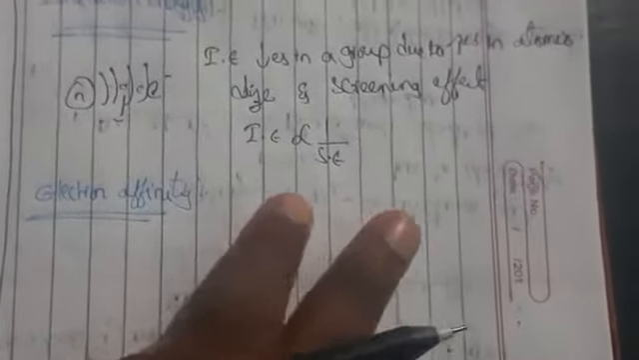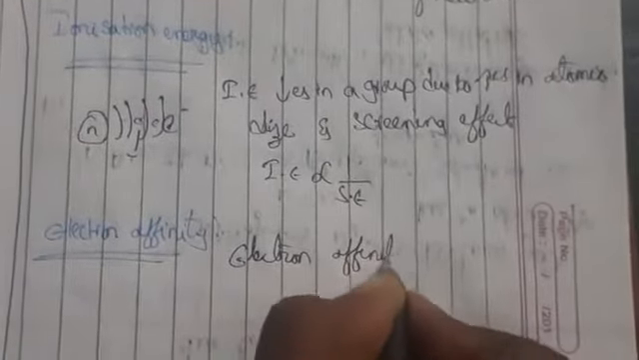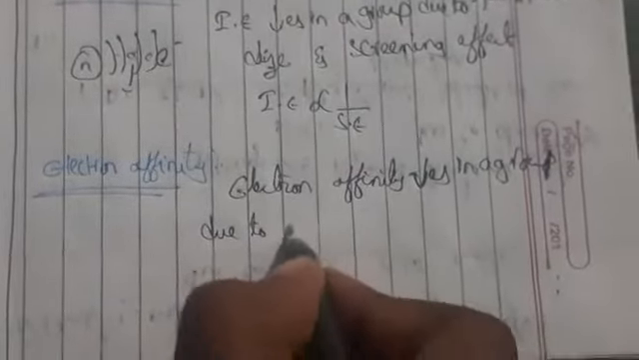So coming to here, electron affinity decreases due to the high size of oxygen. Electron affinity decreases in a group. So why is it decreasing? Due to the increase in atomic size. Here we can say that this one increases, okay.